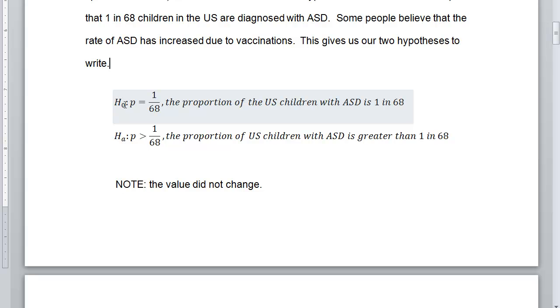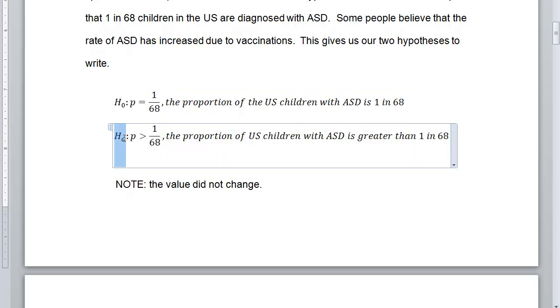So here's H naught, my null hypothesis right here: P is equal to 1 in 68. As a sentence, what this means is the proportion, that's the P, of U.S. children, that's the population, with ASD, that's the trait, is, there's your equal sign, 1 in 68 from the CDC website. P is the population proportion. The proportion of U.S. children with ASD is equal to 1 over 68, the 1 in 68.